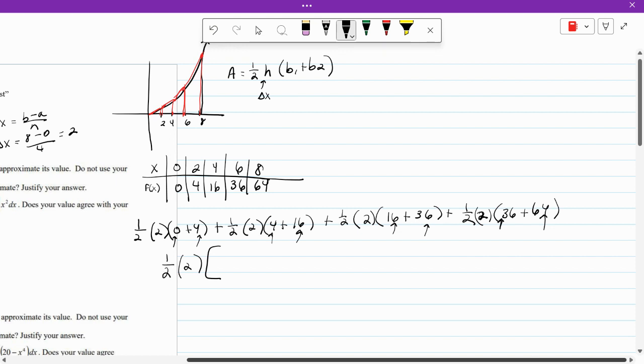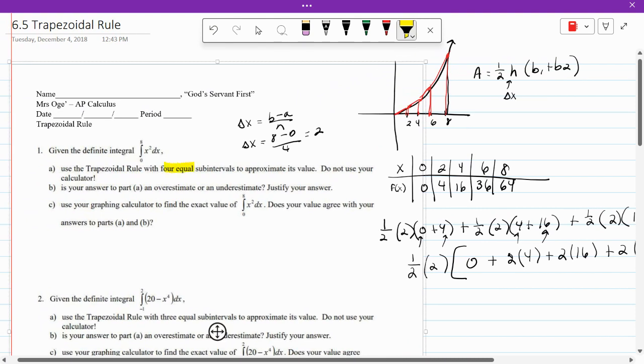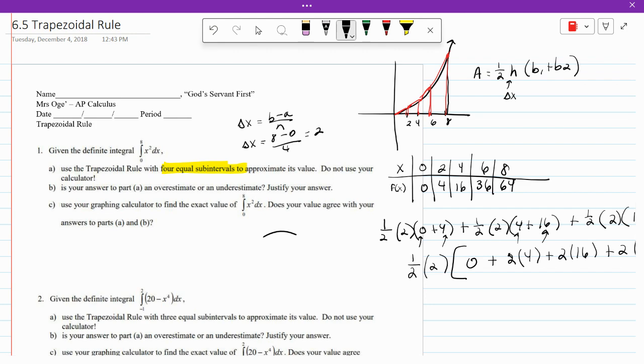So when we factor out that delta x, that 1/2 times height, which is our delta x, then we only have the first value once, but 2 times the other values, and the last one only once. So this little trick works only when the subintervals are equal.